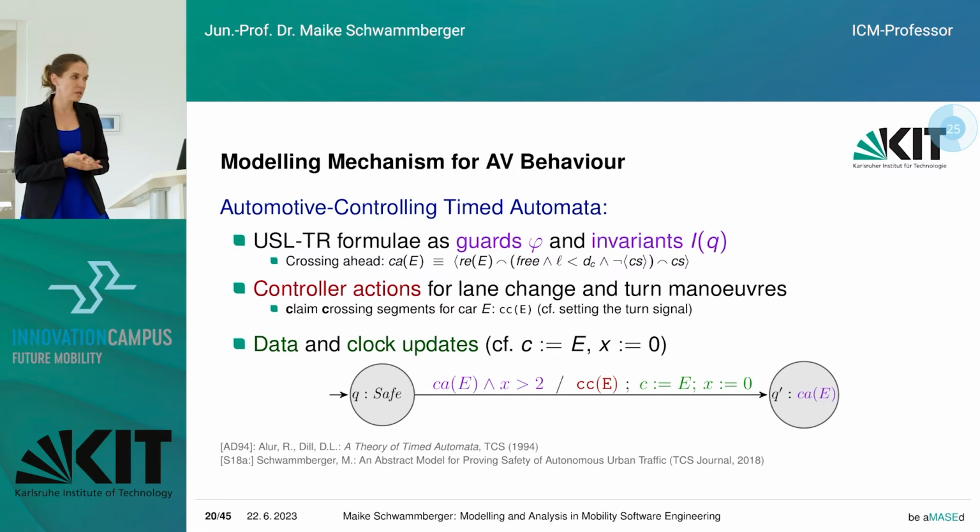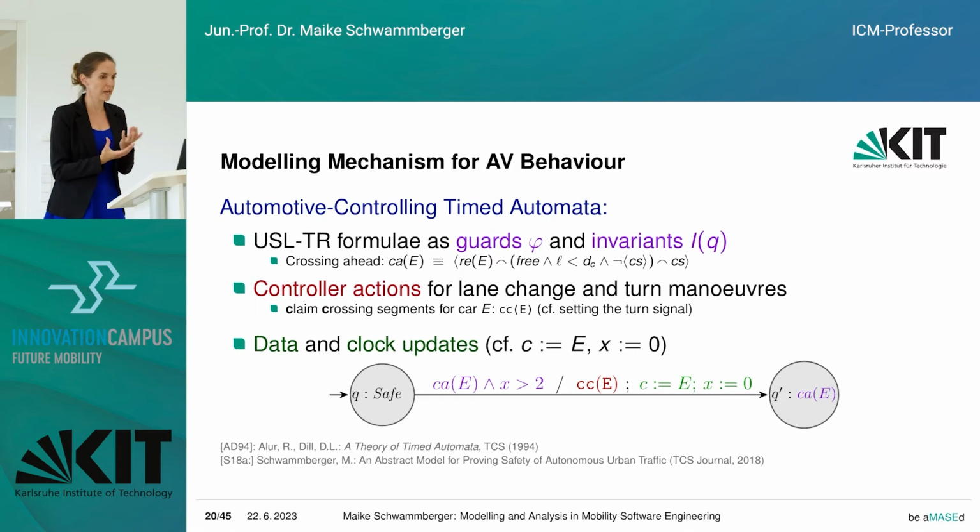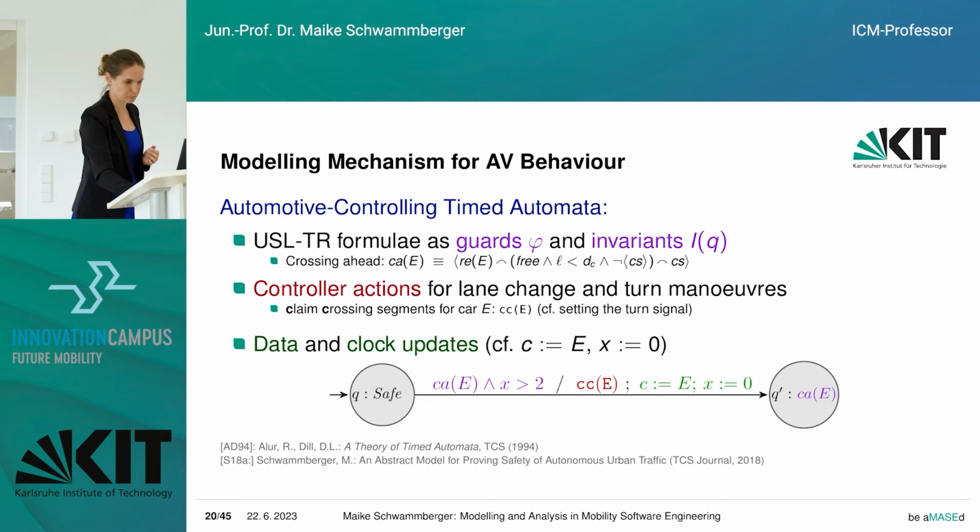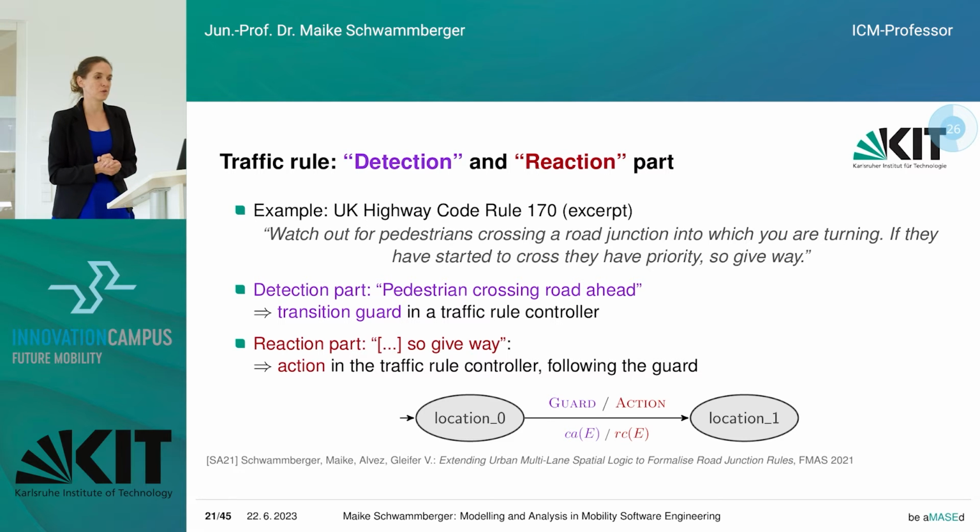For modeling our behavior for the AVs, I use an extended version of timed automata. I don't want to go into too many details, but basically you can use this spatial logic in this controller so that the controller could perceive things like, oh, there's a crossing ahead. I now have to check some things before I can enter the intersection. We can also formalize our traffic rules with this mechanism.